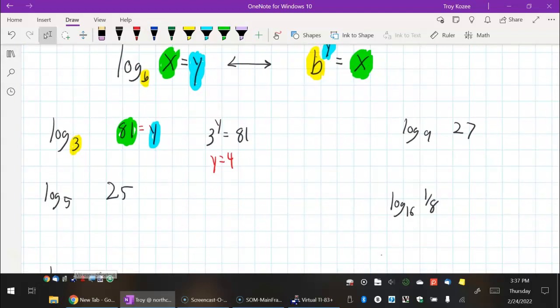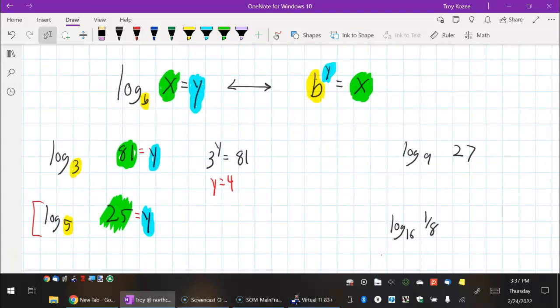Hit pause and take a stab at this one. Log with 5 as a base of 25. Let me get you started. Let your answer be y, and I'll even color code it for you. There's the base of the log. There's the answer to my logarithm, and there's the thing that I'm trying to take the log of. So take a second and try to solve this.